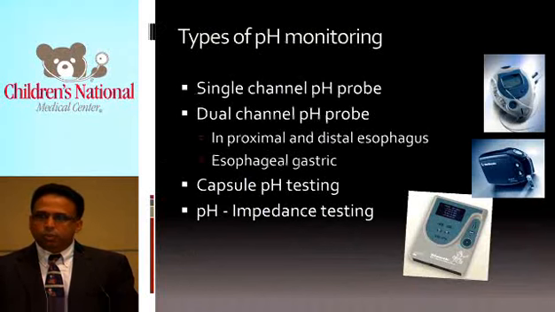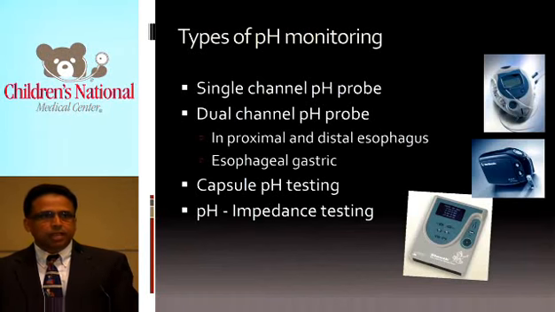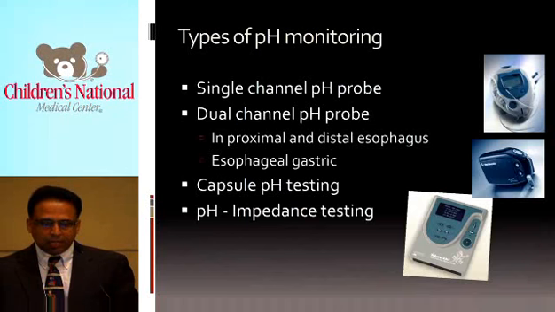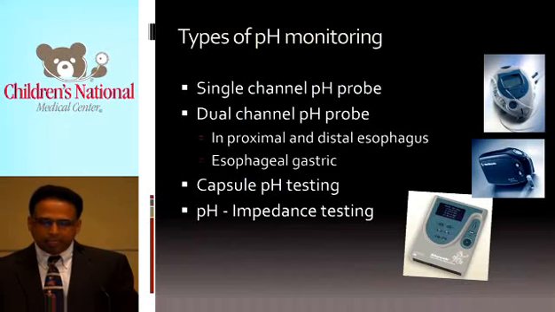Over time, this was about 20 years back, now 25, the probe has advanced so much because we have single channel, we have dual channel, we have channels in the esophagus, we have channels in the esophagus and stomach. We can do pH without a wire, and we can do pH and impedance testing.